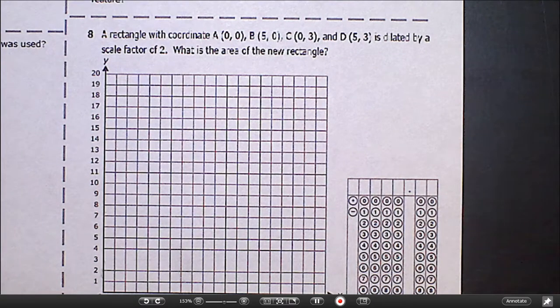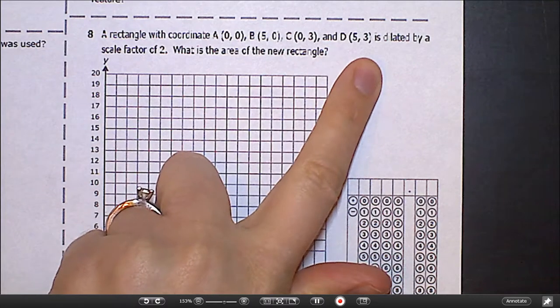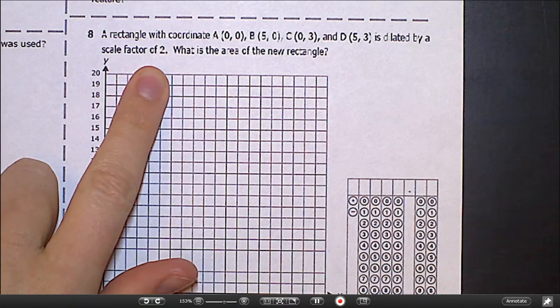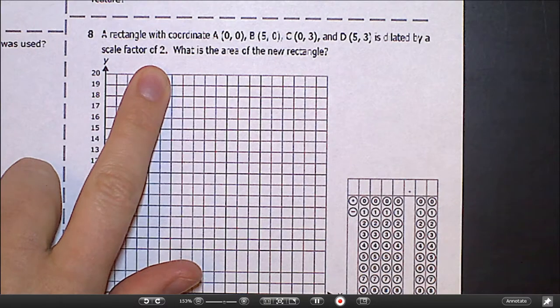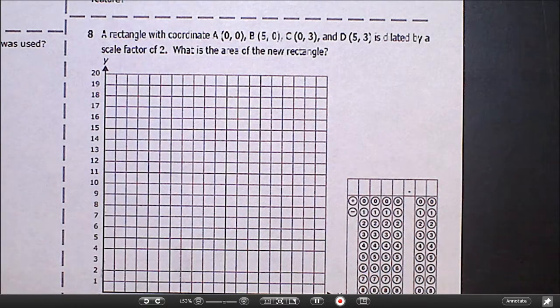So you have a few steps to do here. You need to go ahead and plot A, B, C, D and draw that rectangle. Then draw the new rectangle where each point is dilated by a scale factor of 2. And then you find the area of that rectangle and bubble it in here. If you have any questions, please come see me. When you're finished with 3 and 8, please bring me your paper for stamps. And then at that point, I should also be able to get your grade for 8.3B in the gradebook.